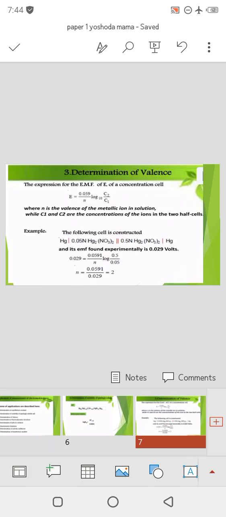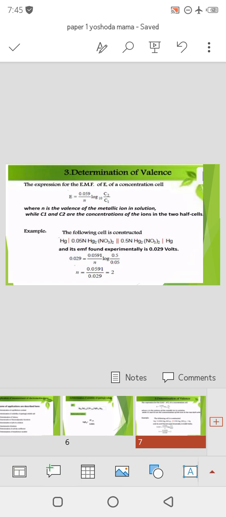So next one is the determination of valence. The expression for the EMF of a concentration cell: E equals 0.059 divided by n log10 C2 divided by C1. This is the expression of the EMF and the concentration of the cell, where n is the valence of the metallic ion in solution, while C1 and C2 are the concentrations of the ions in the two half cells.